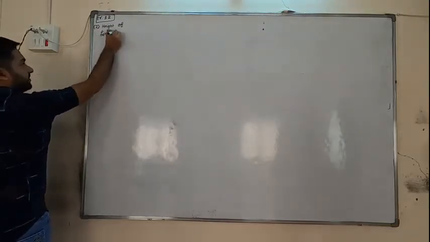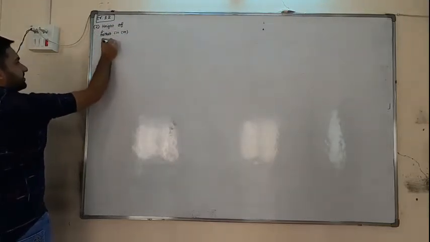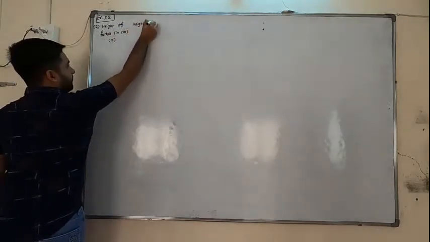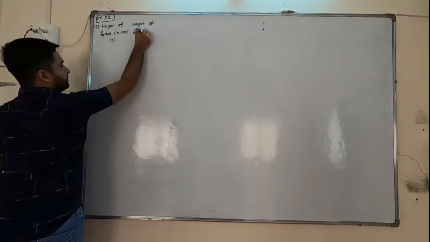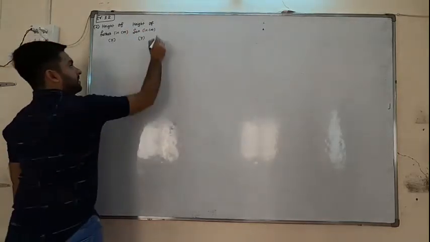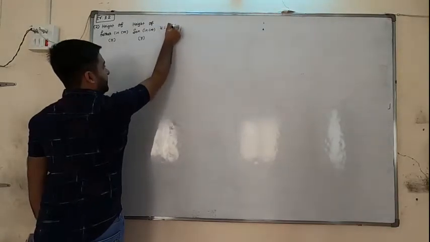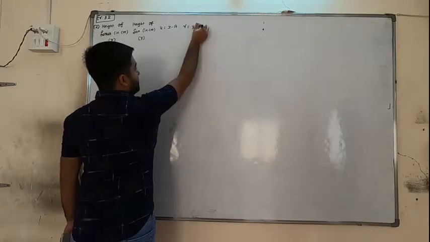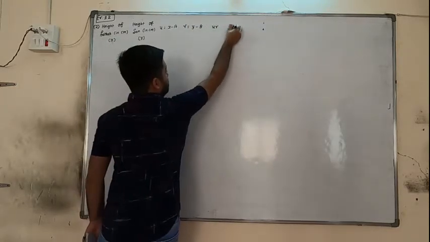Height of father in centimeter, it is x. Height of son in centimeter, it's y. As we are not taking scale, so directly I am writing u is equals to x minus a, v is equals to y minus b, uv, u.